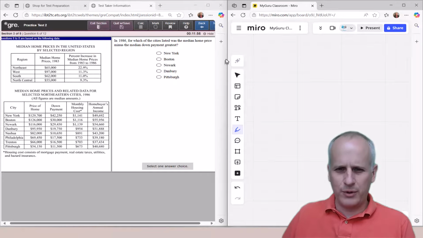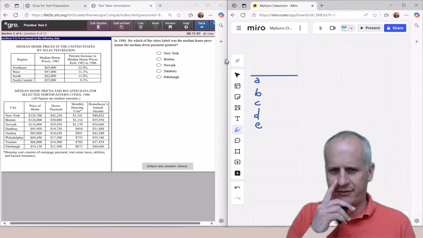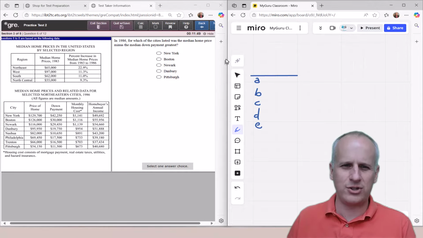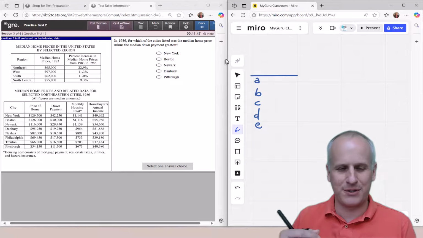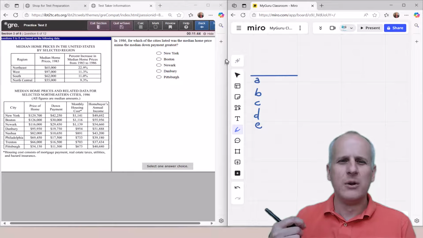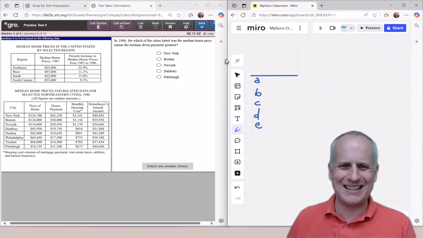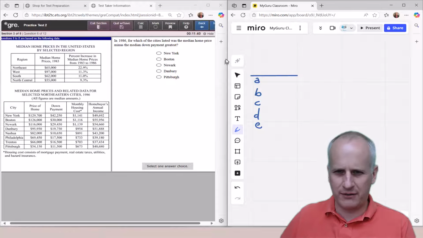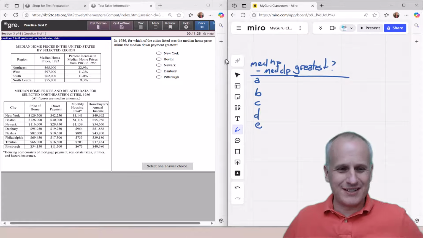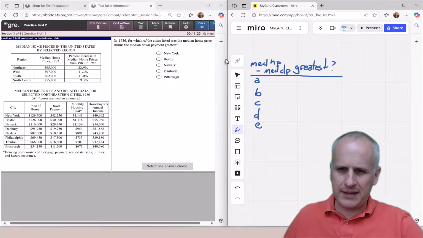So starting with the setup, we're going to write out our answer choices just for clear reference, and we're being asked for which of the cities in 1986, which means we're looking at the second chart, the one on the bottom, was the median home price minus the median down payment greatest. So we're looking for median HP minus the median DP greatest. So we've just got to go find that gap, basically.